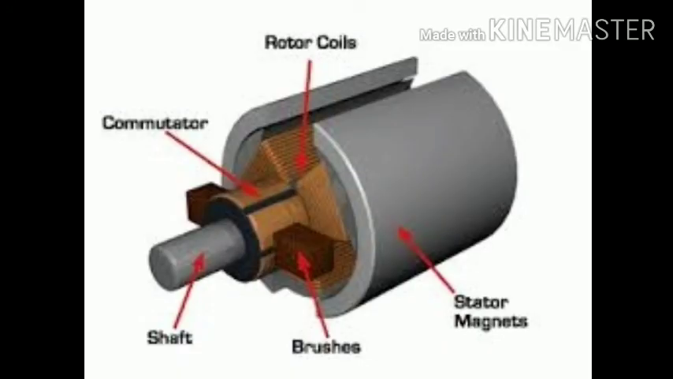Devices that use current carrying conductors and magnetic fields include electric motors, electric generators, loudspeakers, microphones, and measuring instruments.